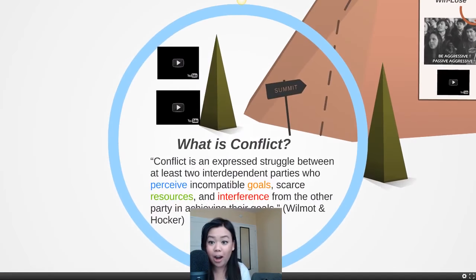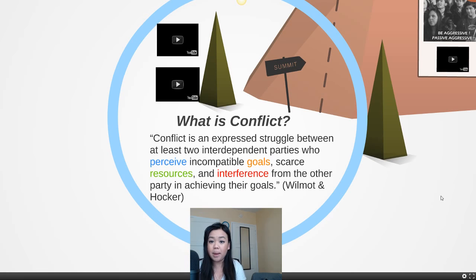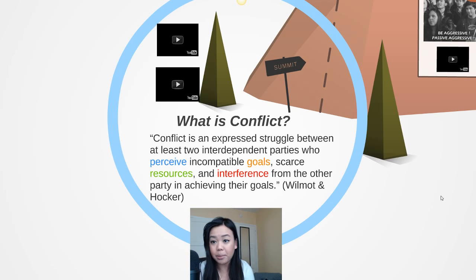And so we start off, as we always do, with defining what conflict is. We can't start without understanding what it is that we are studying. And so the first thing that we're going to look at: what is conflict, and why do we care about it? And so conflict, as you can see here in my definition, is an expressed struggle between at least two interdependent parties who perceive incompatible goals, scarce resources, and interference from the other party in achieving their goals.